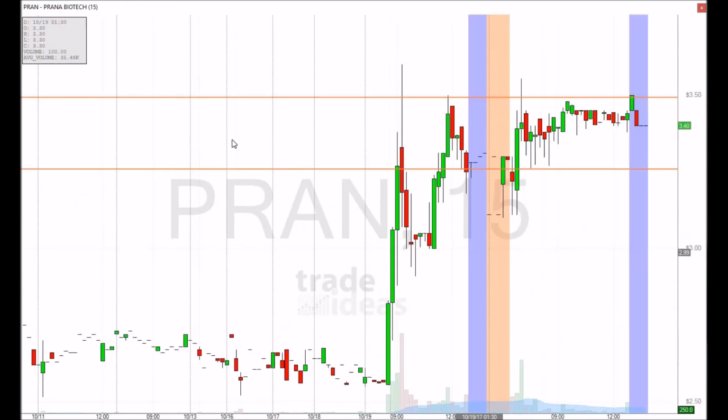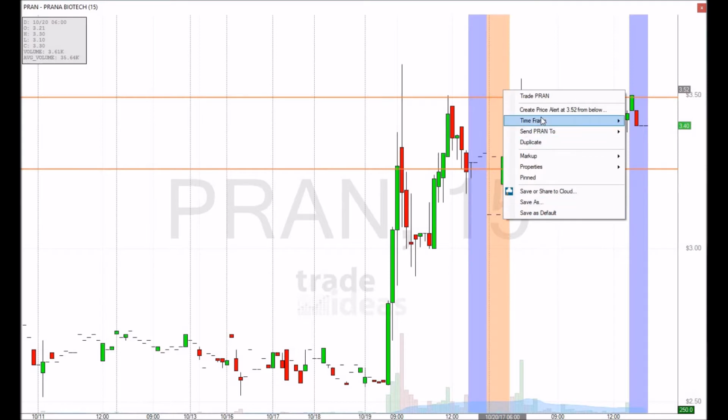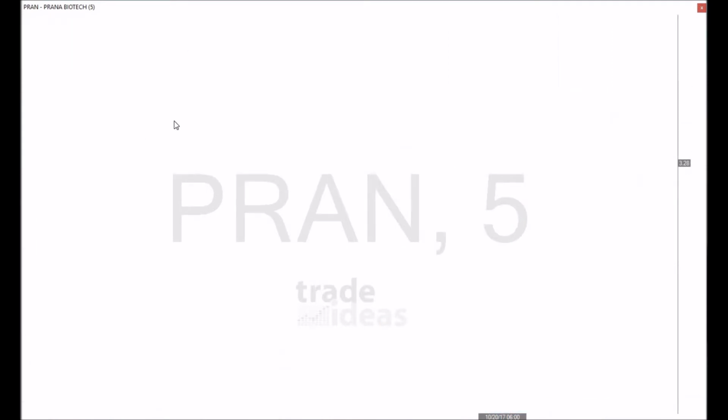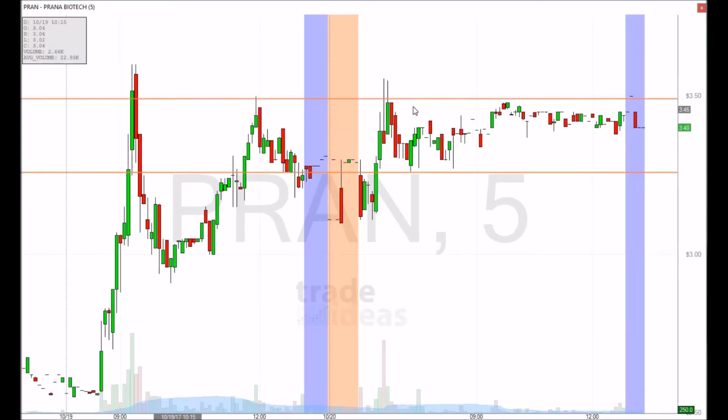Now let's break it down to a 15-minute chart. 350, 350, that confirms. Look at another time frame, the 5-minute chart. 350, 350, confirming as resistance.